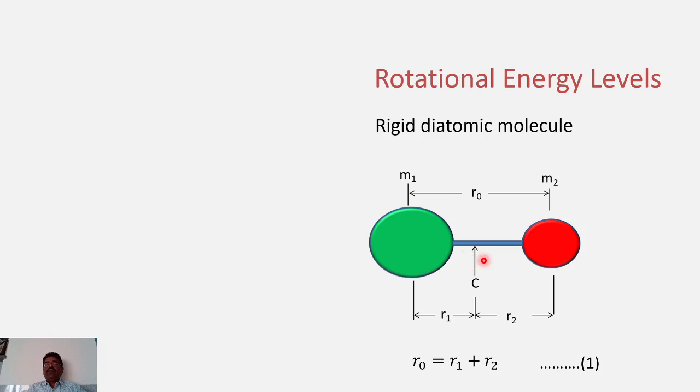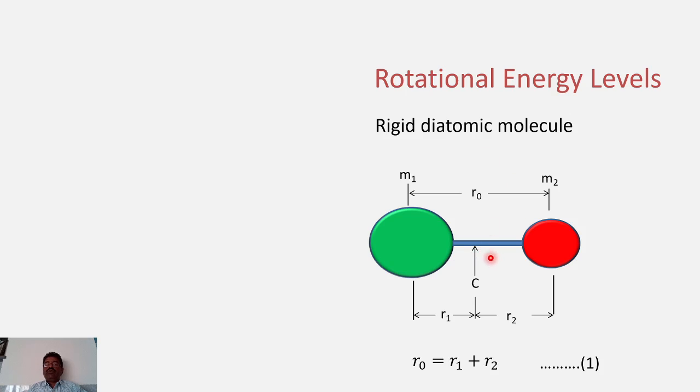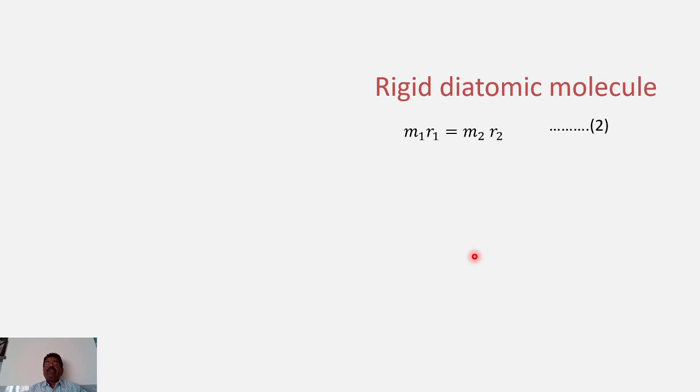Now the distance of the center of mass from the first atom is R1, and from the second atom is R2. So R0, the total distance, is R1 plus R2. Suppose this is equation number 1. According to the definition of the center of mass, m1 R1 is equal to m2 R2. So the center of mass is symmetrically placed here. Suppose this is equation number 2.